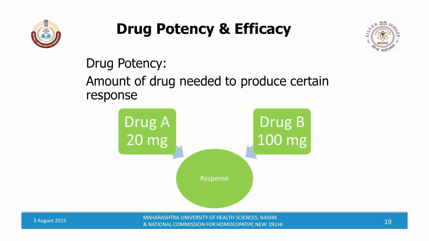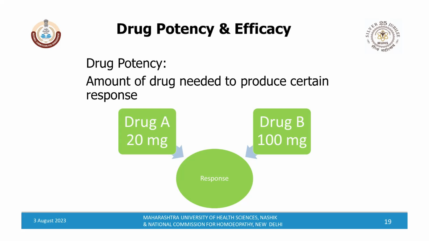Next, let me explain the 2 terms which are commonly used while talking about drug action. The first one is potency of the drug. It involves the amount of drug required to produce a particular action. The lesser the amount required to produce the action, the more potent is the drug.